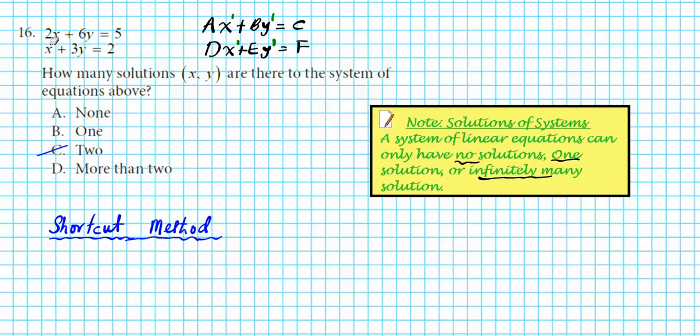So the shortcut method involves studying the coefficients and constants of both equations. Now, if the coefficients and constants of one equation are a multiple of the coefficients and constants of the other, in that case, you have infinitely many solutions. So for short, I'm going to write: coefficients and constants are multiples, okay? If they're multiples, in this case, you have infinitely many solutions.